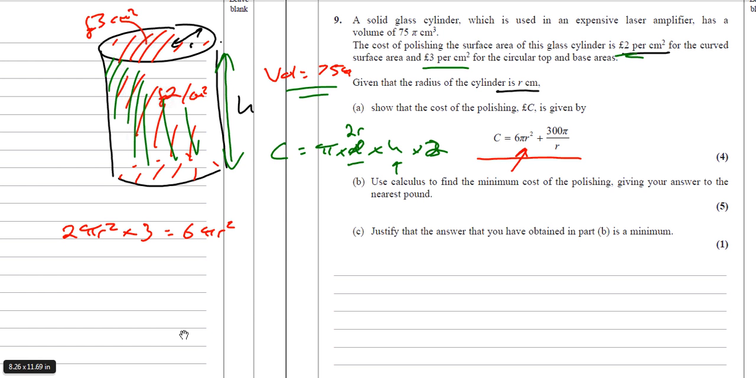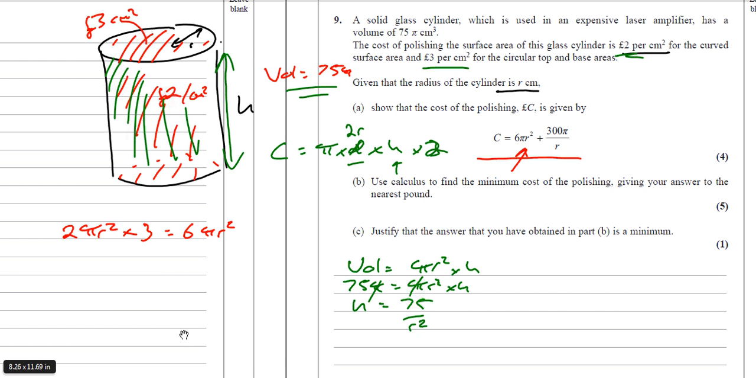So the way you work out the volume of a cylinder is pi r squared, and you times that by the height. So we know that the volume, which is 75 pi, equals pi r squared times by the height. So therefore the height, if you divide both sides by pi r squared, the pi's go, it's going to be 75 over r squared.